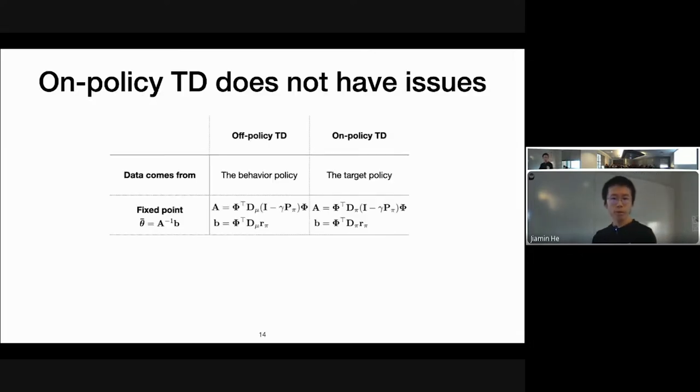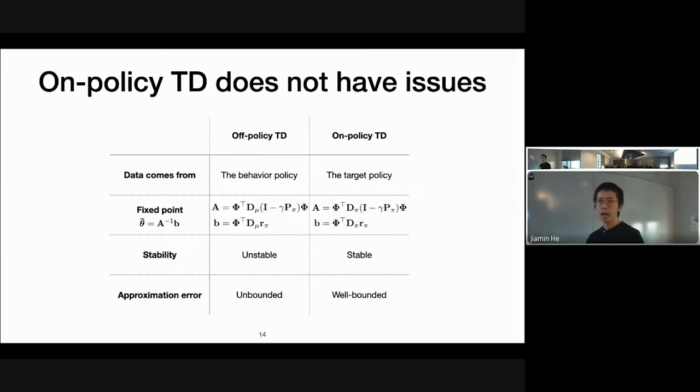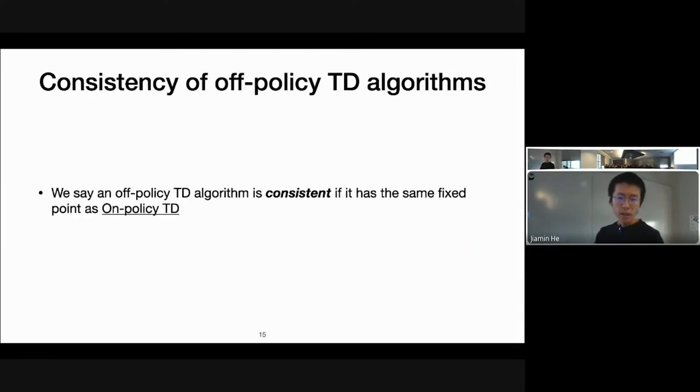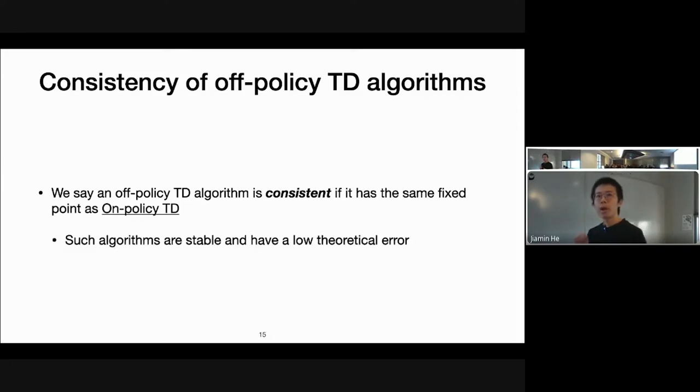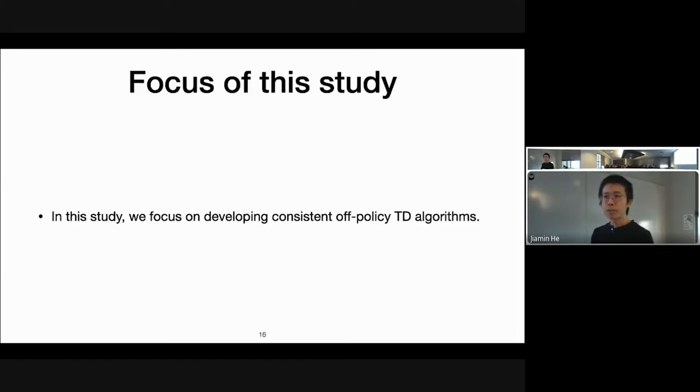So we've just talked about the on-policy fixed point, which is the ideal fixed point that we want to have. We defined an off-policy TD algorithm to be consistent if it has the same fixed point as on-policy TD. That answers Shibang's question about the consistency of off-policy TD algorithms. And this is the definition. Such algorithms have the benefits that they will be stable, that it's likely we can show they converge, and that they have a low theoretical error. The focus of this study is to develop consistent off-policy TD algorithms.